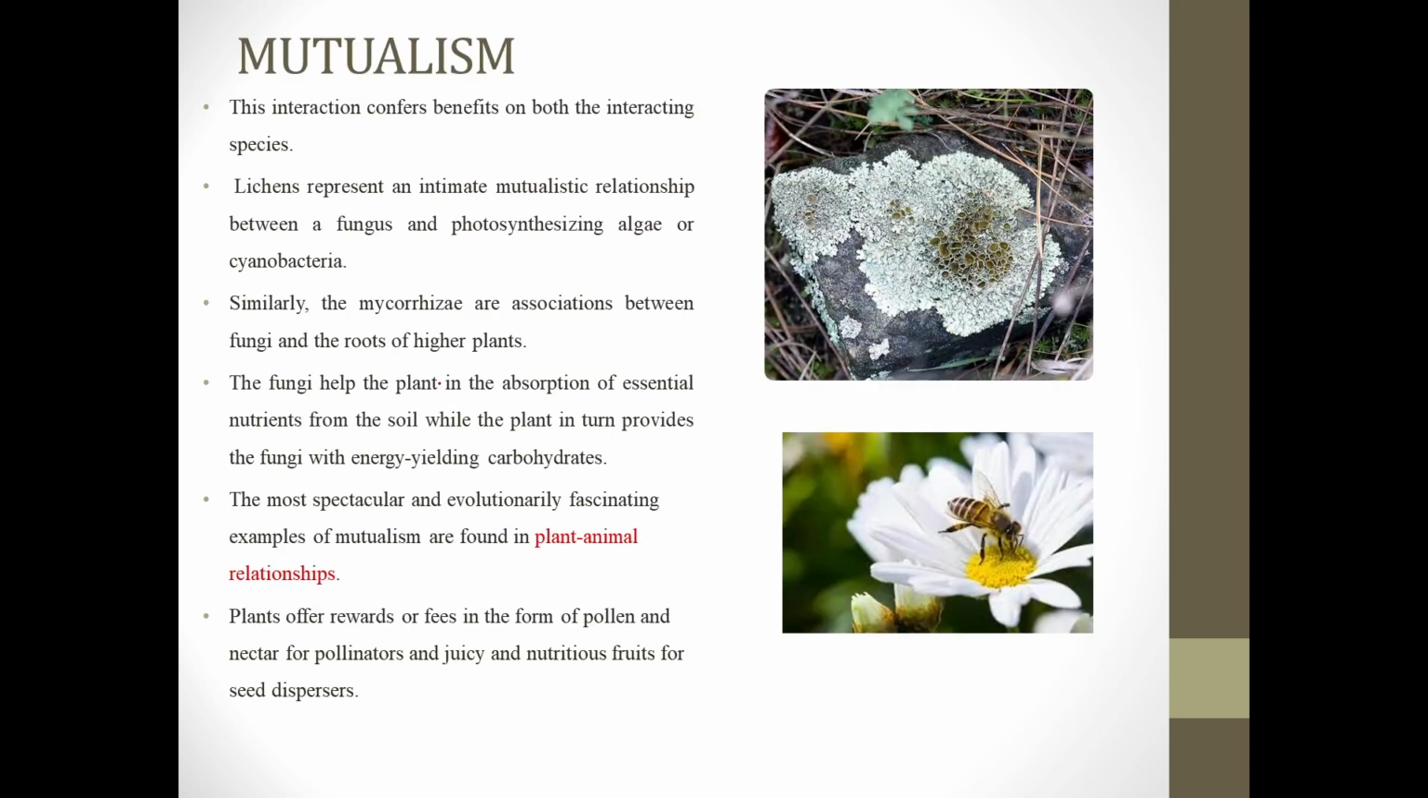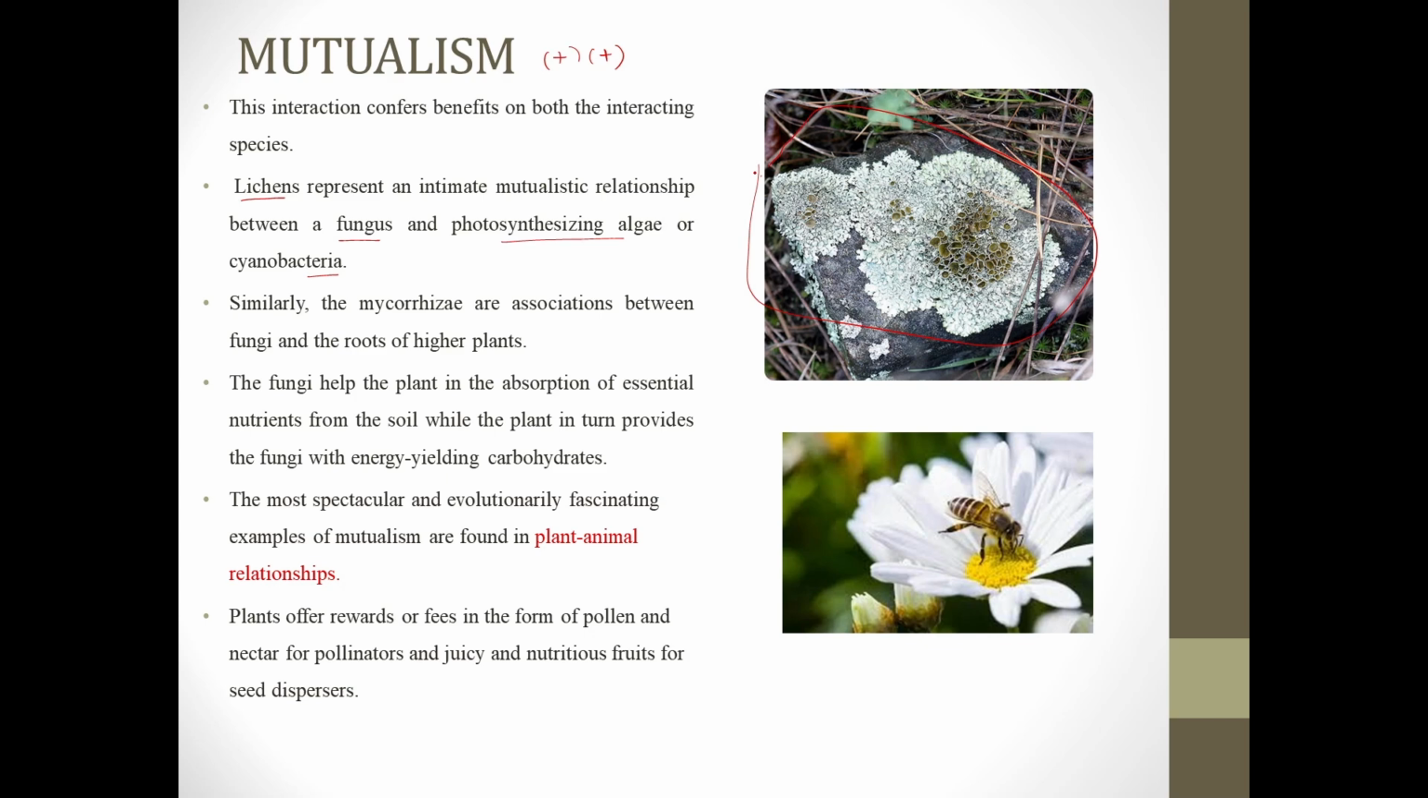Now the next interaction is mutualism. In mutualism, both of the species benefit from each other, so we can add two positive signs here. Now there are various examples of mutualism. The first one is lichen. Lichen represents a relationship between a fungus and a photosynthetic algae or cyanobacteria. Here we can see a lichen.